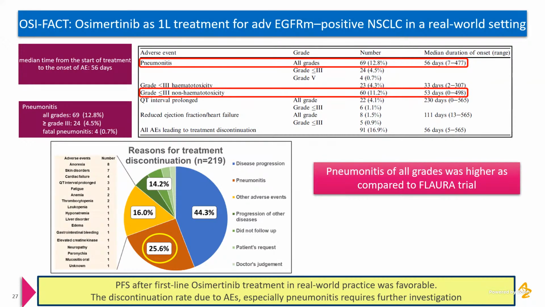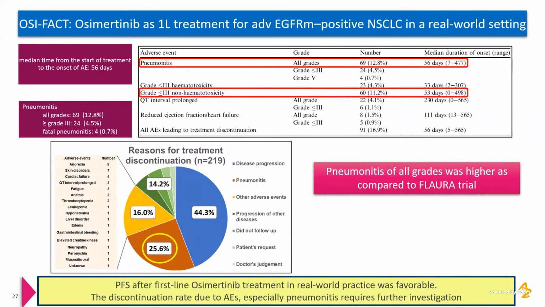Median time from the start of treatment to the onset of adverse events was 56 days, approximately 2 months. Pneumonitis of all grades was seen in 12% of the patients within 56 days. Grade 3 or less was 4.5%, but grade 4 was 0.7%. Grade less than 3 hematotoxicity 4%, grade less than 3 non-hematotoxicity 11%.